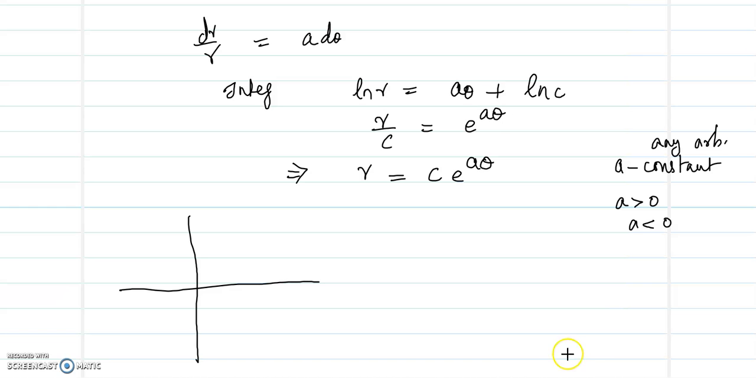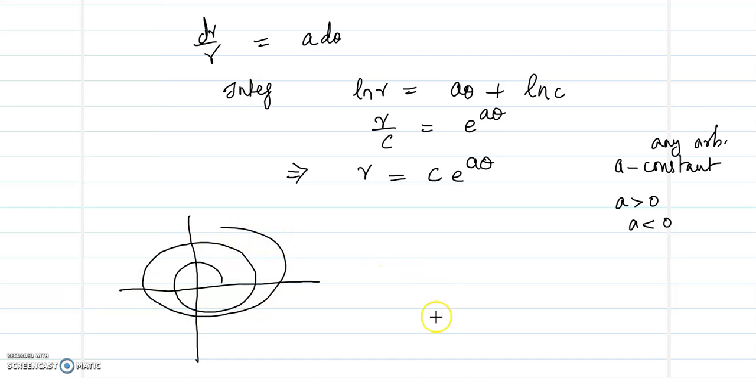Now when a is greater than 0, as theta increases, the value of r increases indefinitely. From e raised to a theta, as theta increases, the value of r will increase. That will be to infinity, since the exponential function is an increasing function. So for the a greater than 0 case, the curve will be in the form of a spiral, right? So this is going outward.